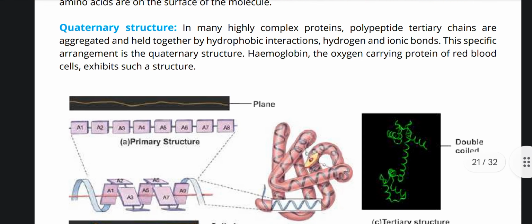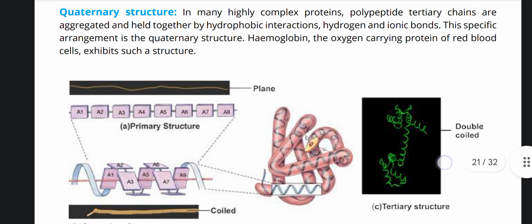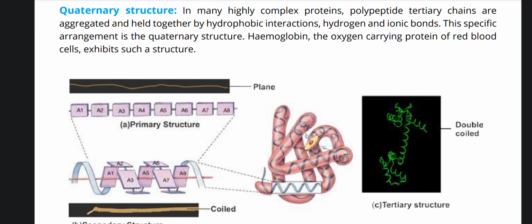Quaternary structure. In many complex proteins, polypeptide tertiary chains are aggregated and held together by hydrophobic interactions, hydrogen and ionic bonds. This specific arrangement is the quaternary structure. Hemoglobin, the oxygen-carrying protein of red blood cells, exhibits this structure.